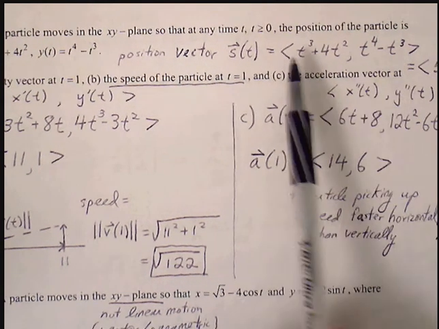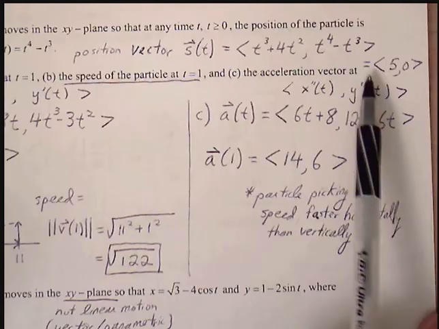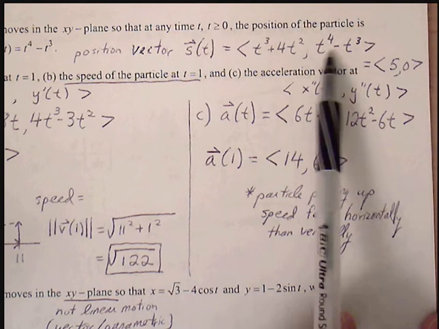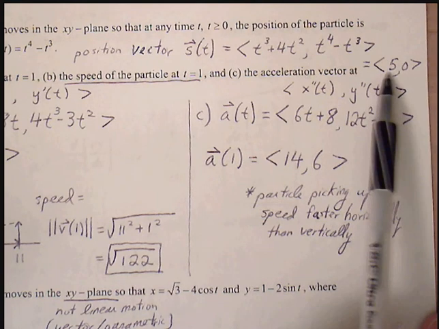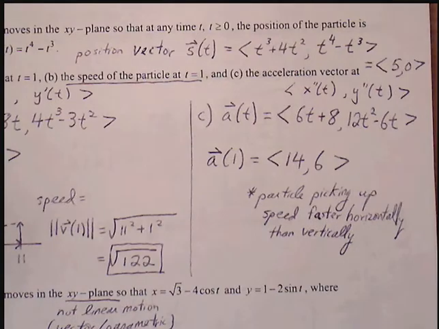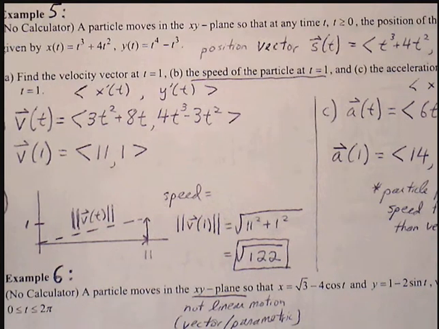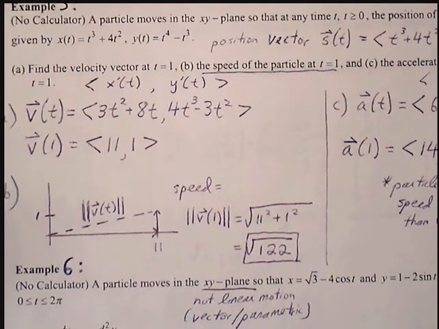And if we want to find the position vector at 0, we can just plug 0 in for t, and that will be 1 plus 4, which is 5, and 1 minus 1, which is 0. So here's the position vector at the time t equals 0. Okay. So for B, it says find the velocity vector at t is equal to 1.